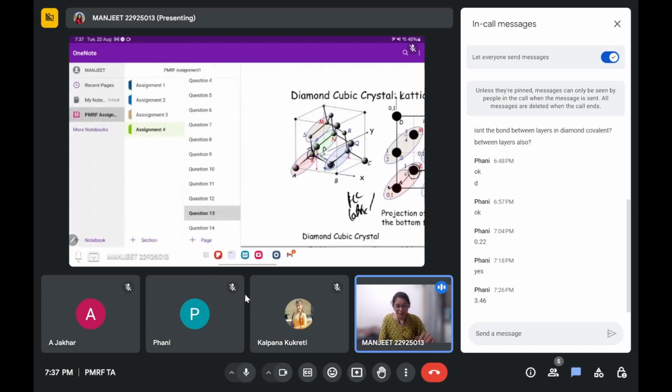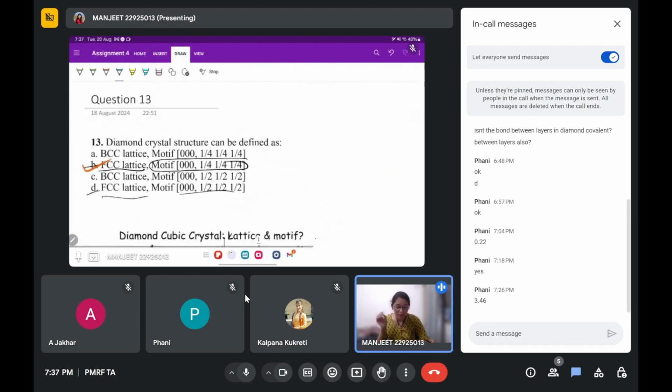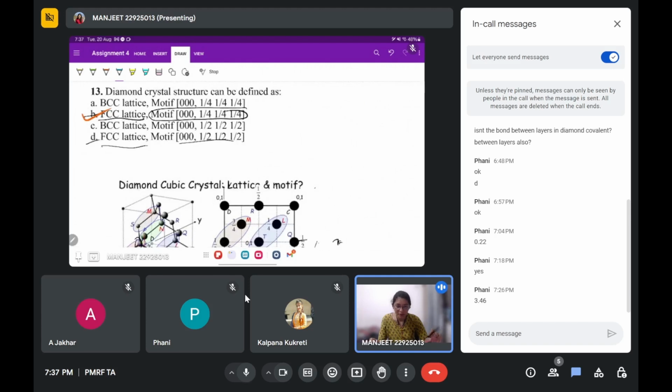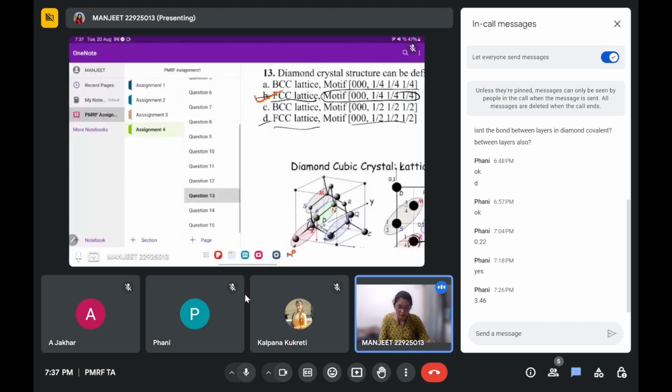Okay. In question number 13, it is asked what is the motif and the lattice for the diamond structure. So you have to remember the important standard crystal structures and their lattice and motif. I mean, you just have to remember where your atoms exist or occupy the space, so that you can find out the lattice and the motif of the crystal structure. Remember this for the standard crystals.